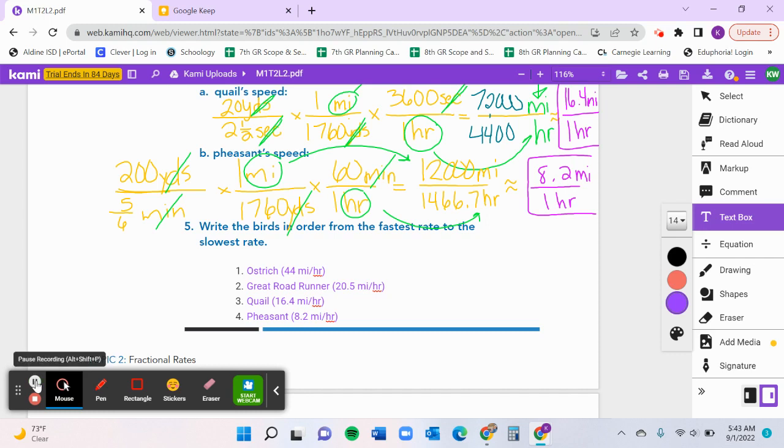And that completes this activity. In summary, you just learned how to take units that are different or rates that are different and turn them or convert them into common rates. Great job today.